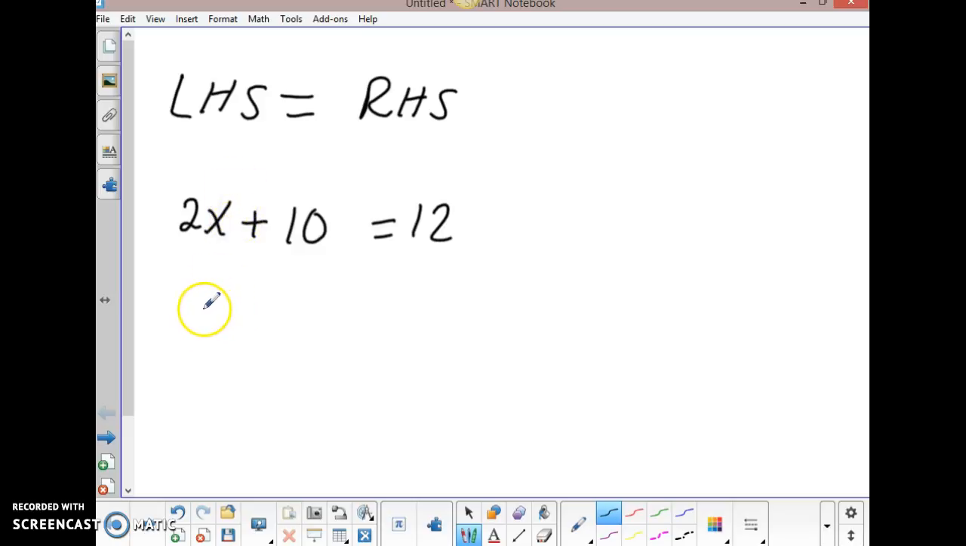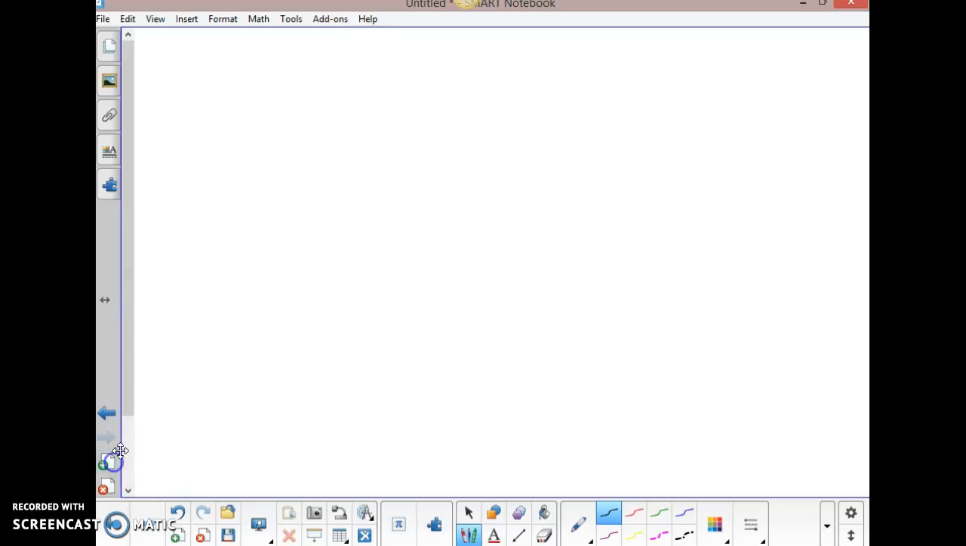In solving linear equations, we need to solve for x. What that means is we need to find the value of x that will make this equation correct, in which the left-hand side and the right-hand side will be equal to one another. How do we solve linear equations like that? So let's try. We have 2x plus 10 equals 12.